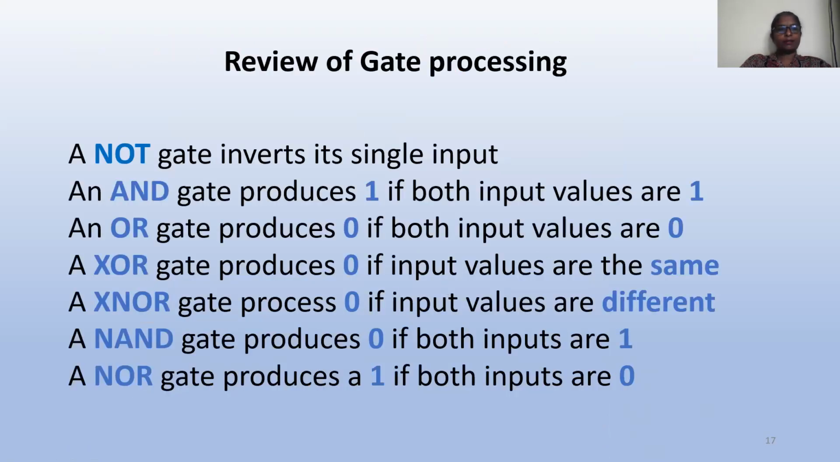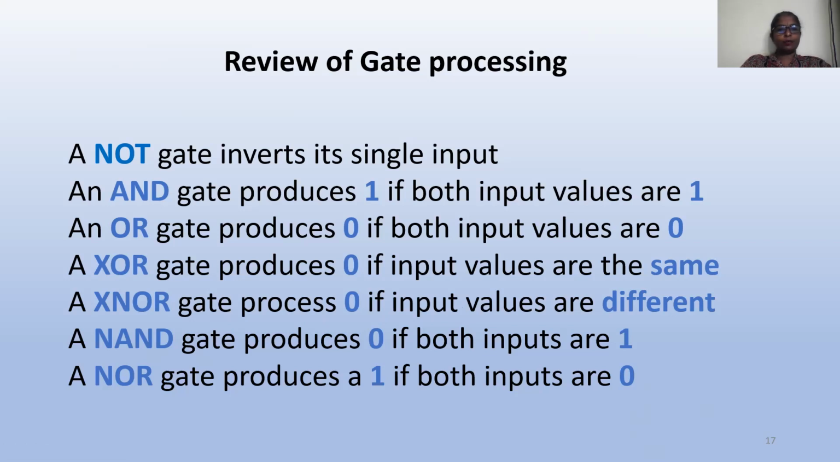Review of gate processing and NOT gate. We have seen NOT gate, AND gate, OR gate, XOR gate, XNOR gate, NAND gate and NOR gate. NOT gate inverts a single input. AND gate produces 1 if both the input values are 1. OR gate produces 0 if both the input values are 0. XOR gate produces 0 if input values are the same. XNOR gate produces 0 if the input values are different.